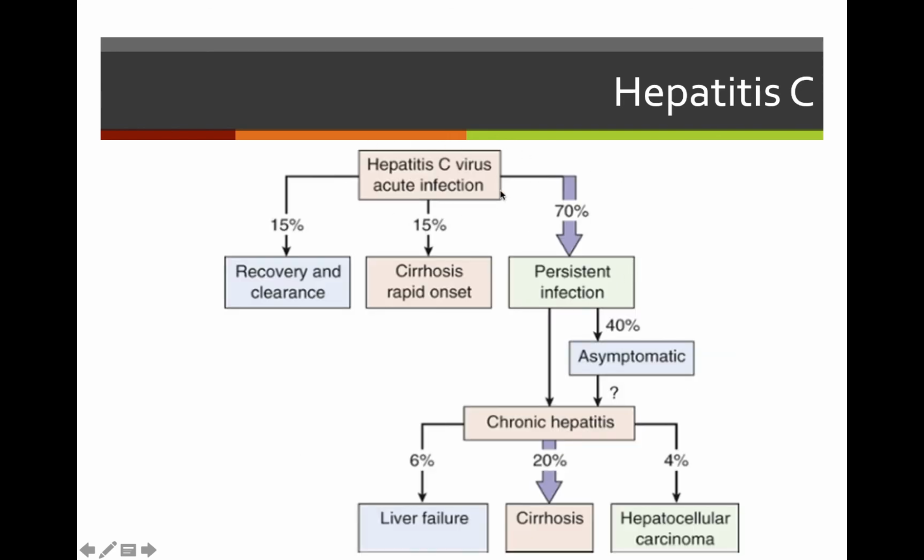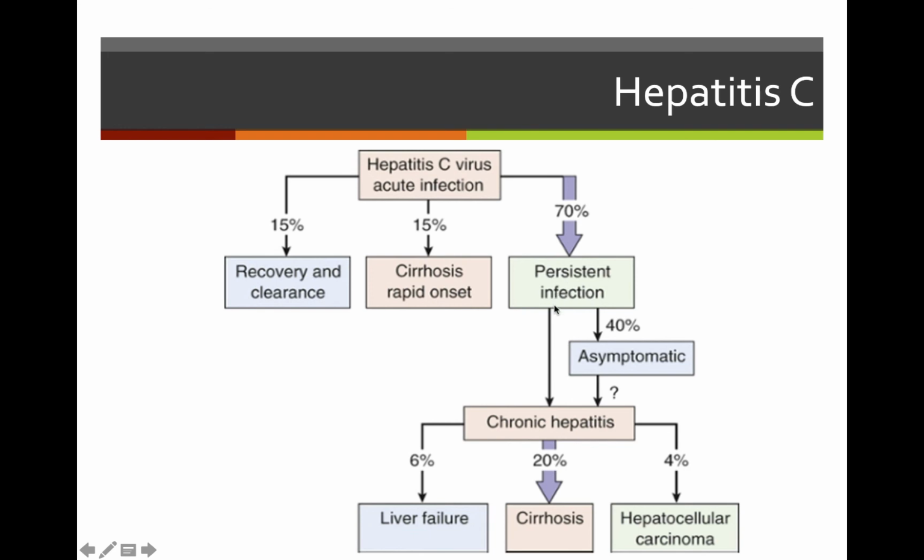Generally, what we're looking at with hepatitis C is only approximately 15% of patients are able to recover from the initial infection. Remember, with hepatitis B, we were talking about 90% of patients. 15% will develop rapid cirrhosis. The majority will develop persistent infection.